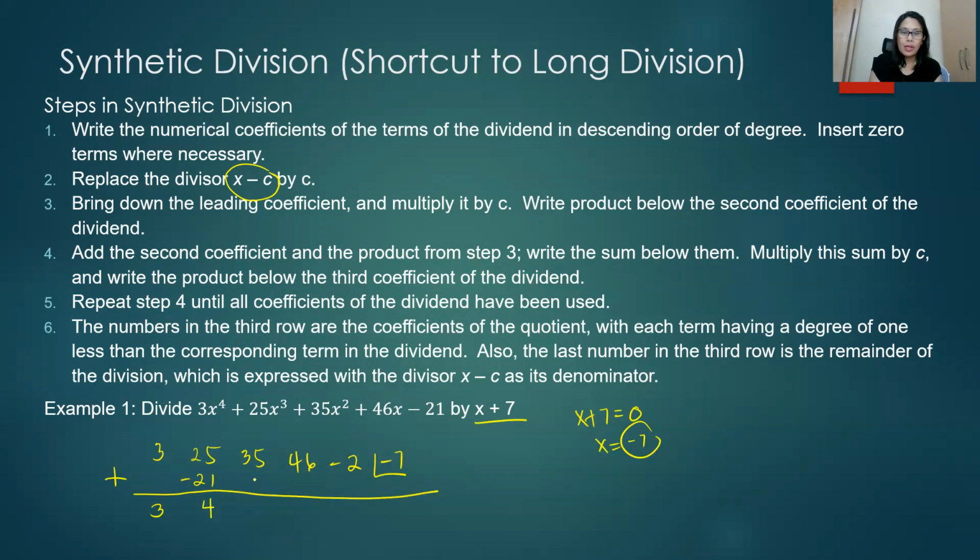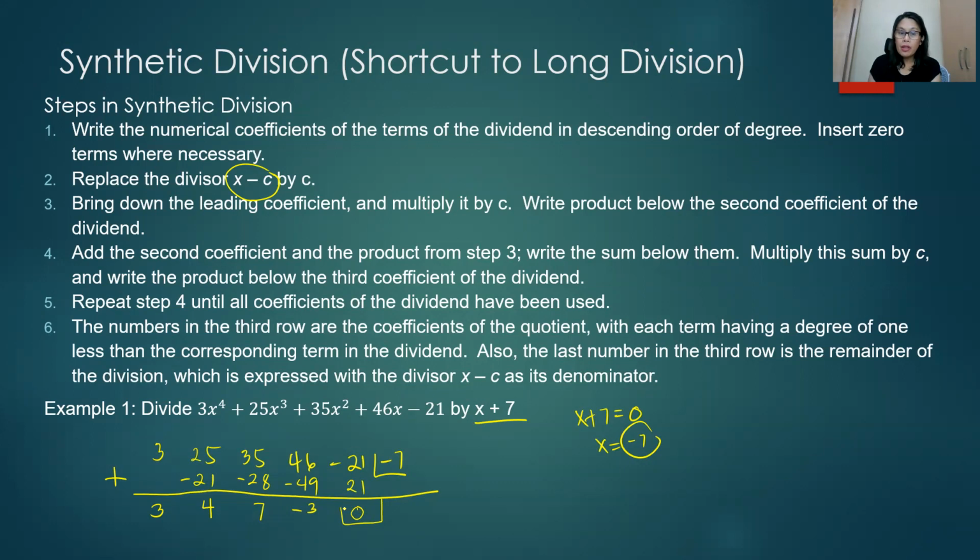And then 4 times negative 7 is negative 28. And then plus 35. So this is 7 times negative 7, we have negative 49. Plus 46, negative 3. And then 3 times negative 7 is 21. I guess this is 21. And then this is 0. So if the last term here is 0, meaning the remainder is 0.